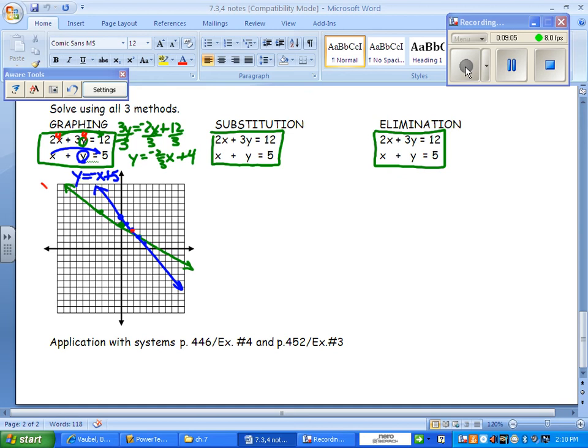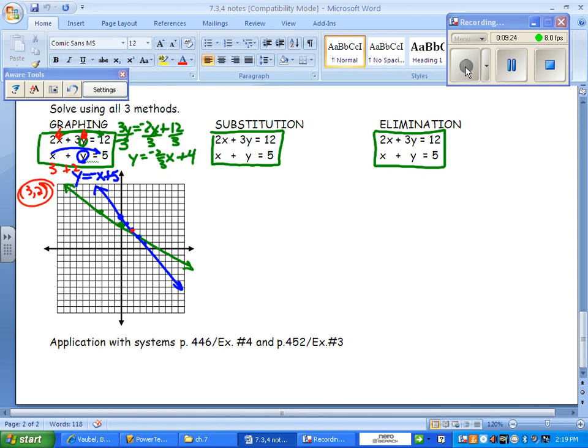So I'm going to pick 3, 2. So if I plug in 3 here, I'll get a 6. If I plug in 2 here, I'll get a 6. That works in the first equation. Second equation, if I plug in a 3, I get a 3, and a 2, I get a 5. That's a check. So I'll circle that.